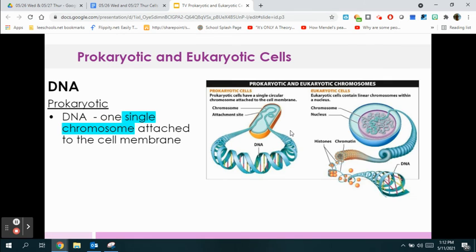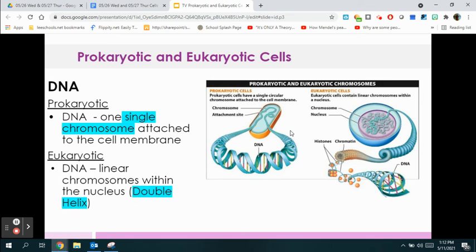DNA, prokaryotic cells have one single chromosome attached to the cell membrane. Eukaryotic cells, their DNA is linear chromosomes within the nucleus. It's formed in a double helix.